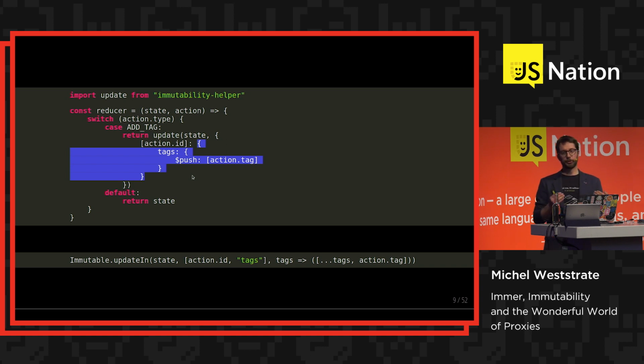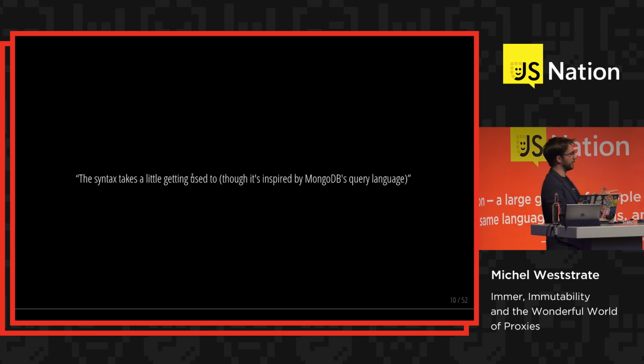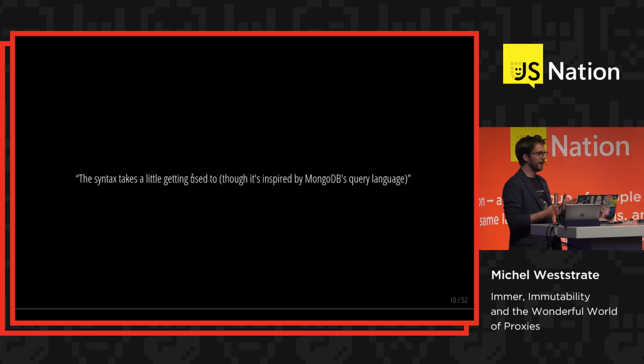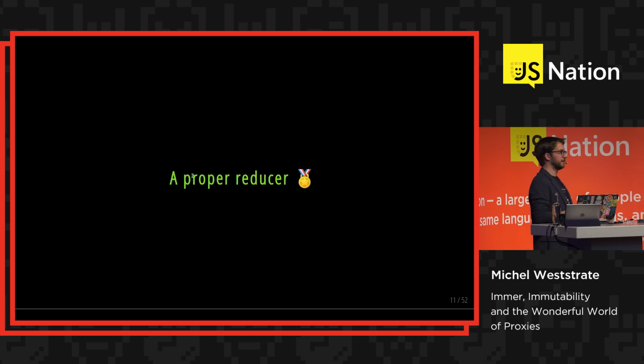In other words, we have to learn a new abstraction to make what we had previously simpler. And actually, one of those libraries states, the syntax is a little bit getting used to, though it's inspired by the MongoDB query language. As if that is a good thing. And the problem is that these things are hard to type check and hard to read, and it's another abstraction. So let me propose something different today.